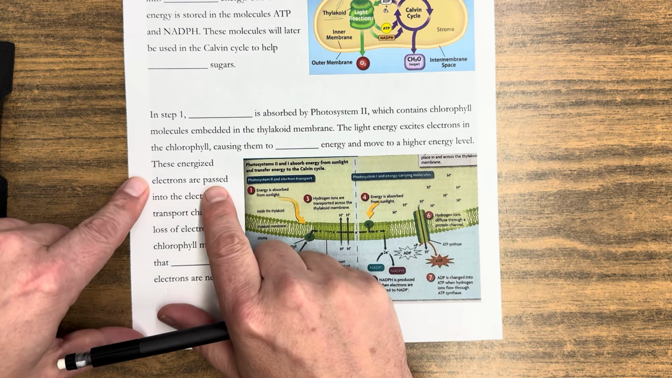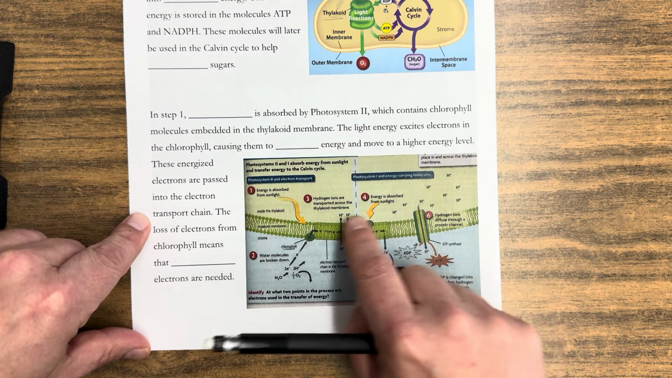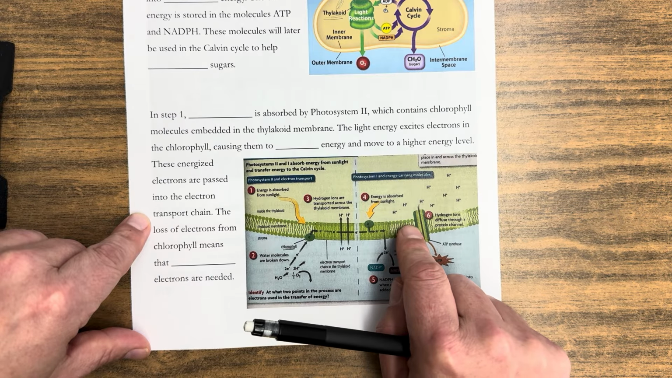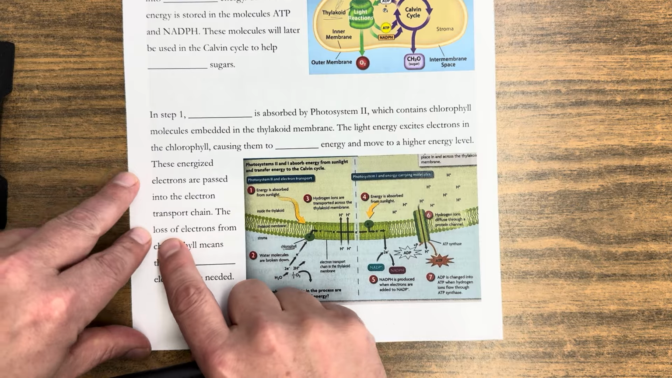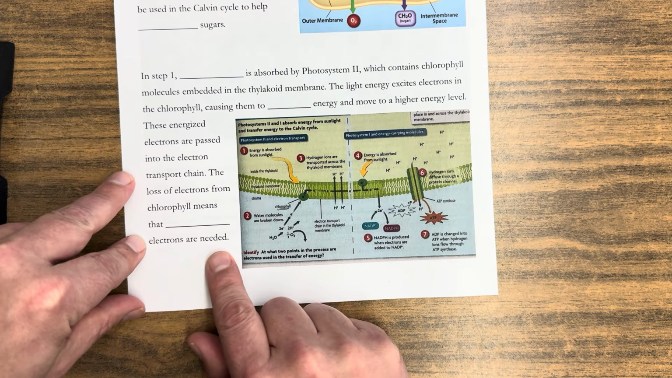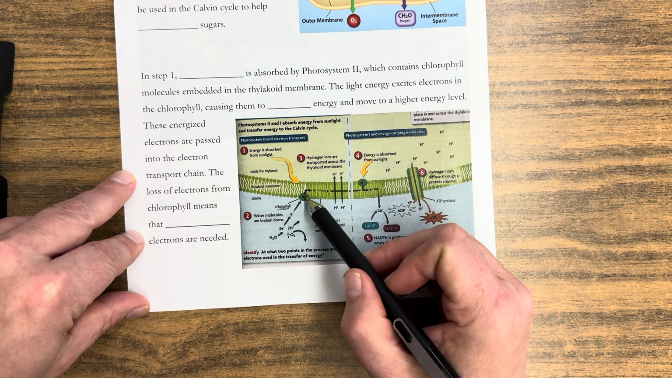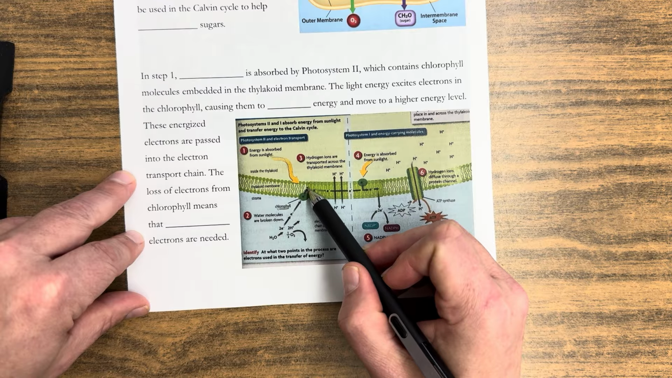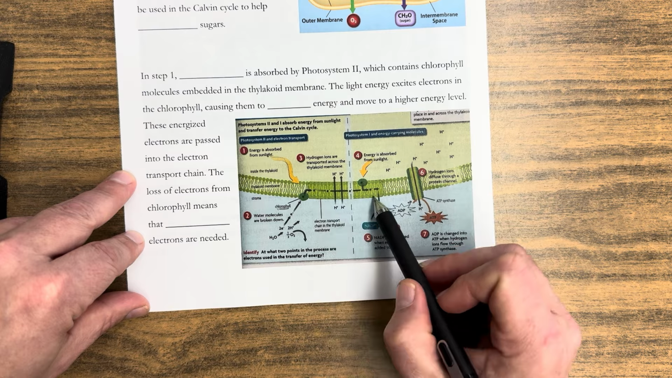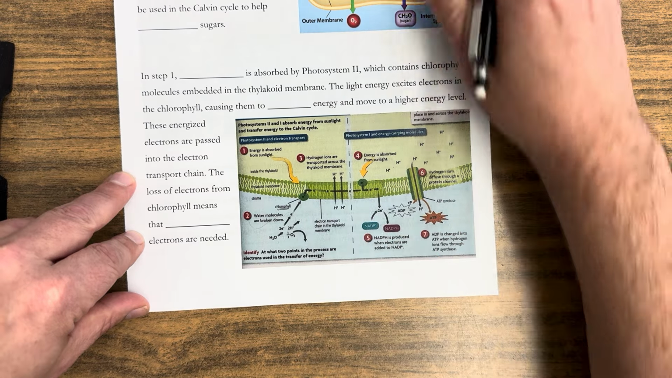These energized electrons are passed into the electron transport chain. So we call this the electron transport chain because we have electrons that are moving and they're going to be doing work as they go. The loss of electrons from chlorophyll means that replacement electrons are needed. So we've just covered step one here. Energy coming in, electrons pick up that energy. With that extra energy, they start moving through this electron transport chain. But we have to replace these electrons now. So we're going to go to step two.